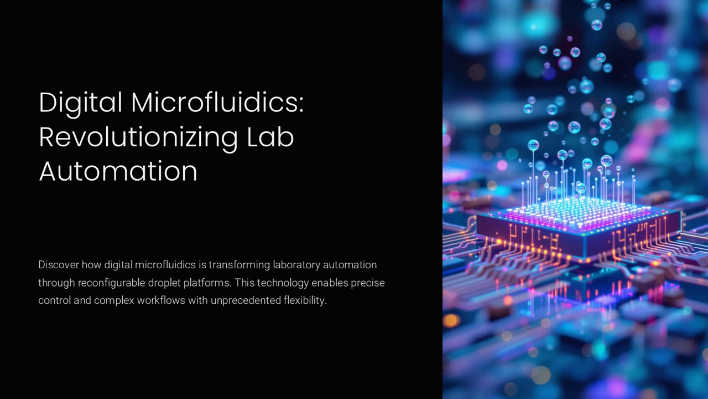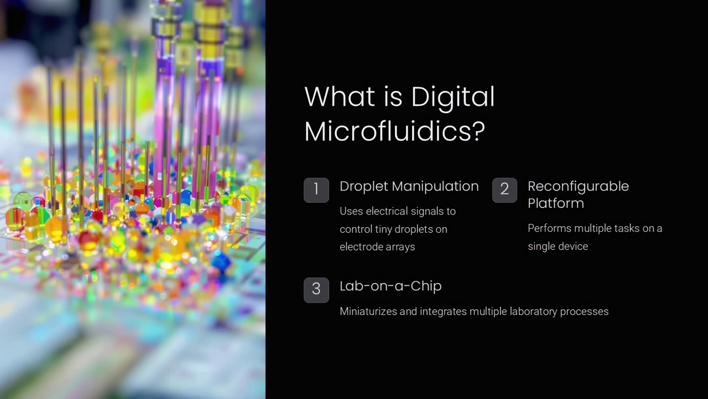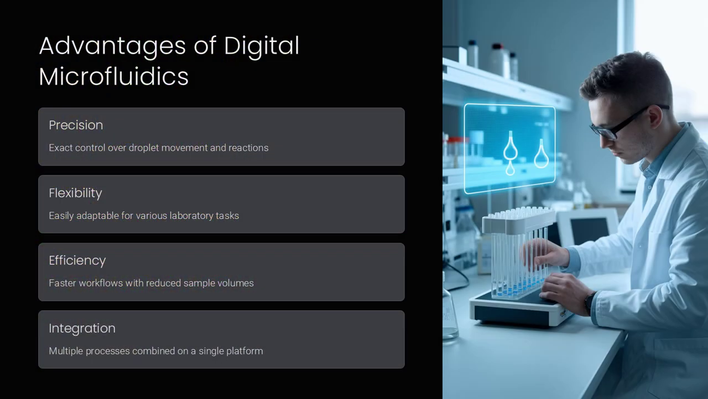Digital microfluidics is a technology that manipulates tiny droplets of liquid on an array of electrodes. It enables precise control over droplet movement without the need for physical channels. This reconfigurable platform allows for the automation of multiple laboratory tasks on a single device, integrating electrical, mechanical, and chemical principles to perform complex processes with high accuracy. It is transforming lab automation by making workflows faster, more efficient, and highly customizable.